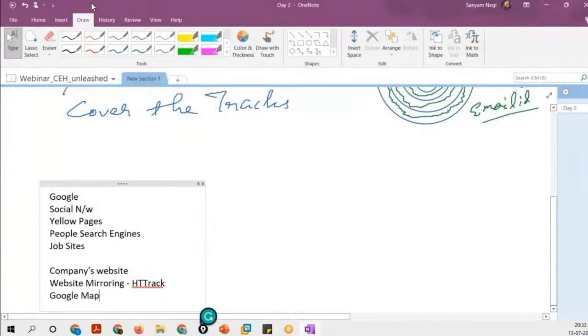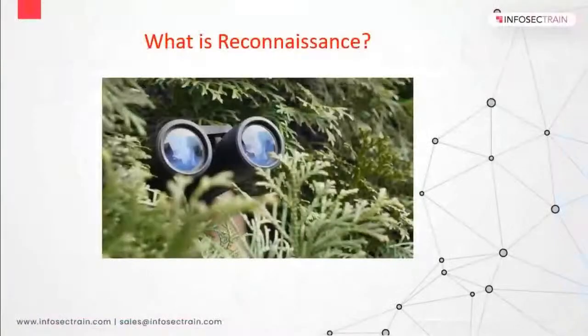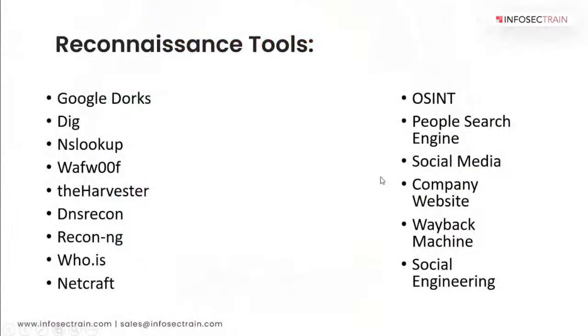Many more are there. If I have to show you, let me take you back to the slides. Here, a lot of tools are there: Google Docs, Dig, NSLookup, Whois, theHarvester, DNSRecon, Recon-ng, Who.is, Netcraft, OSINT, people search engines, social media. We have discussed the company's website, the Wayback Machine, and social engineering. Google hacking simply means Googling things in a smart way. Yes, Edward, you can say that, definitely.